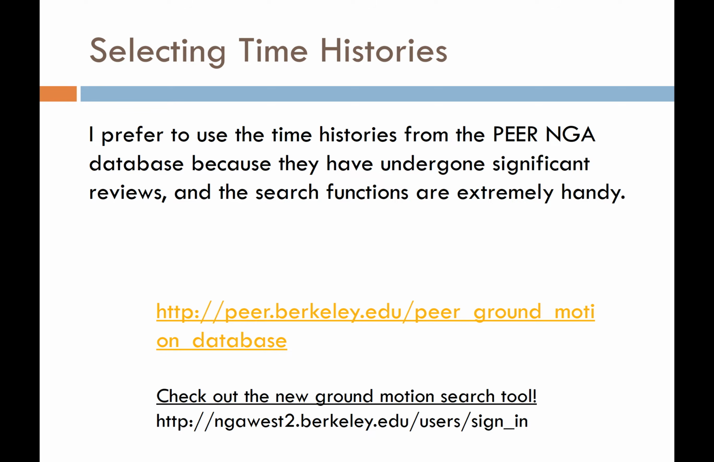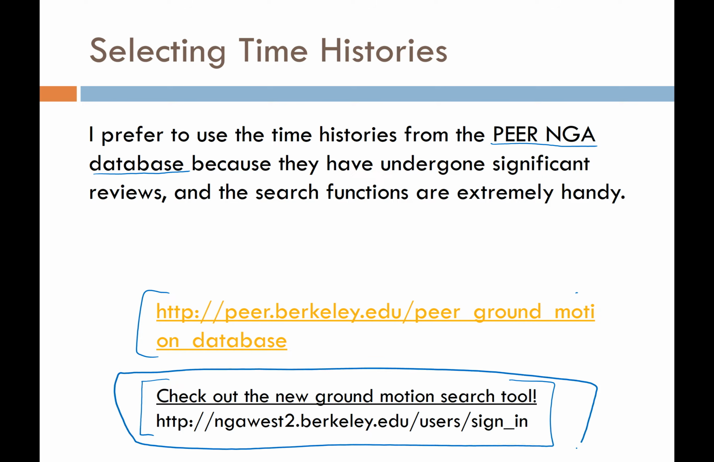So as I've mentioned a few times before, I really like to use time histories from the PEER NGA database because they've undergone a lot of review and a lot of people have looked at them and vetted them, and the search functions that they provide are very handy. So, this used to be their database. I'm not sure if it's still active. The new NGA West database is this one that I'm circling right here.